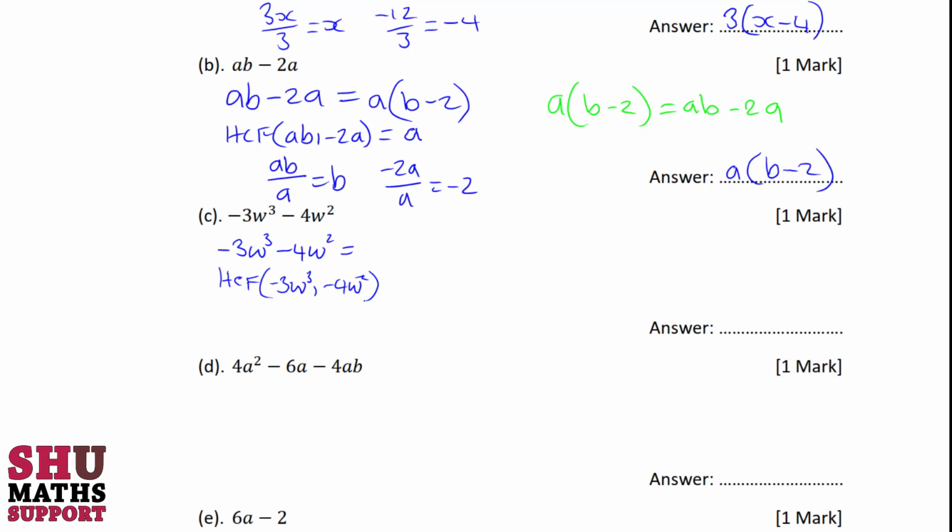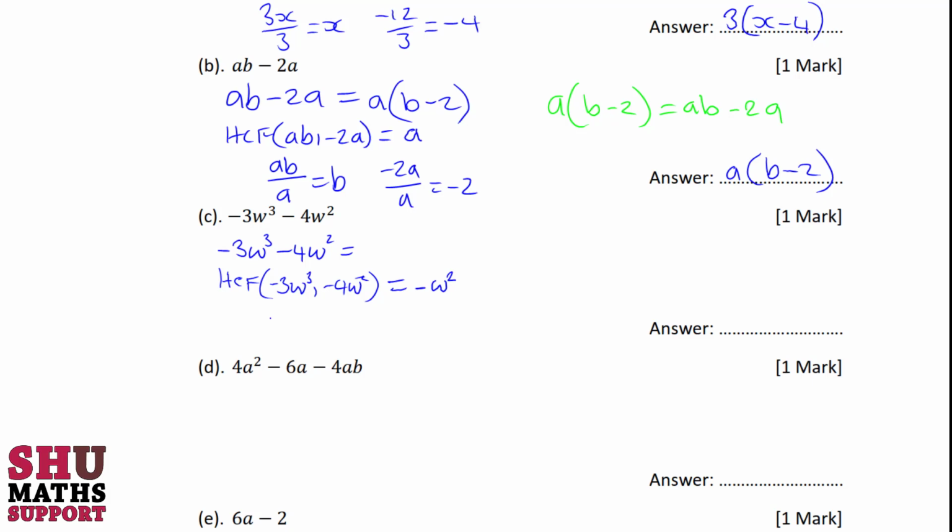So we can notice straight away that both terms include w, and the first term is w cubed and the second term is w squared, so both terms must at least include w squared. So we know that w squared is part of our highest common factor, so that means we're just left with minus 3 and minus 4. And the highest common factor there is just minus 1. So they're both minus numbers and they only have 1 in common. So we're left with minus 1 times w squared, which is obviously just minus w squared.